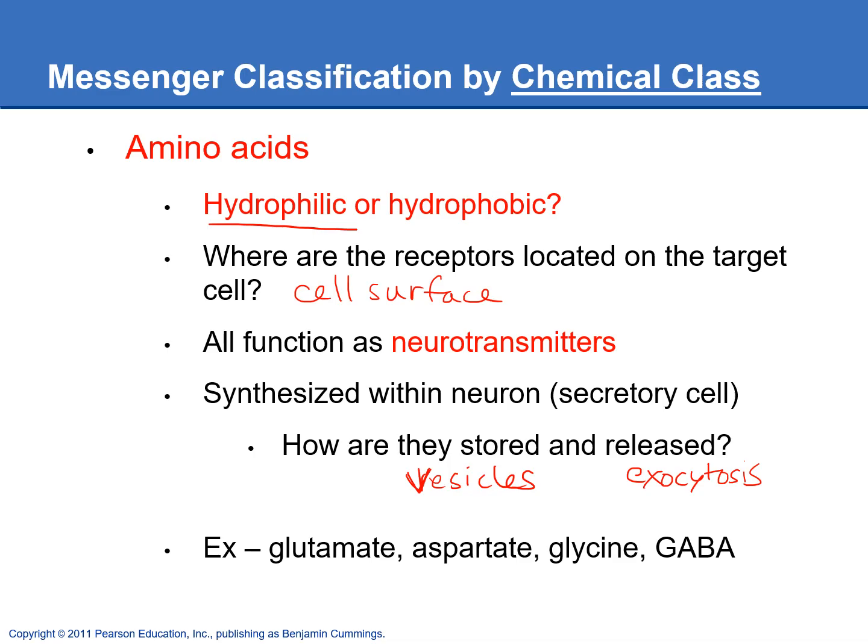And there's 4 different amino acid neurotransmitters, so they're all made from amino acids. So we have glutamate and aspartate. Both of these are excitatory. And then glycine and GABA, these are inhibitory. And all of these amino acid neurotransmitters are going to be used in the central nervous system, so brain and spinal cord.